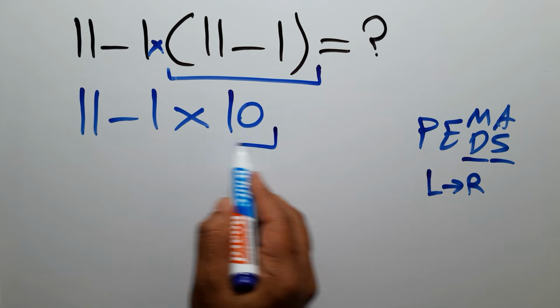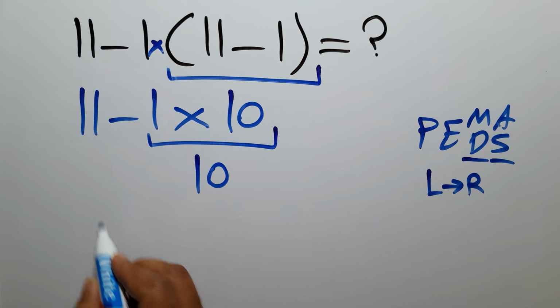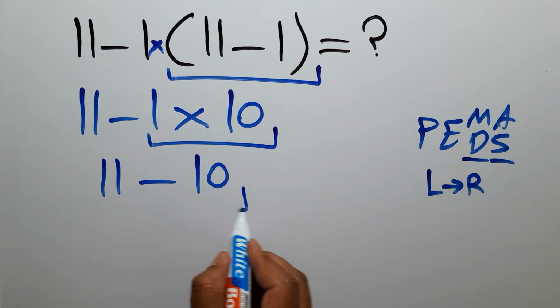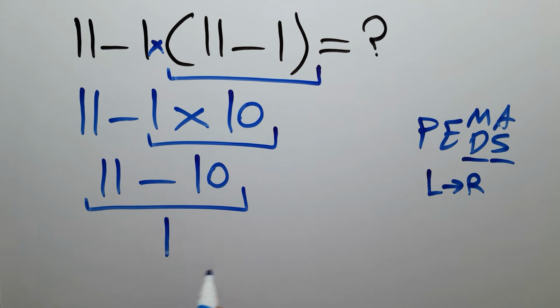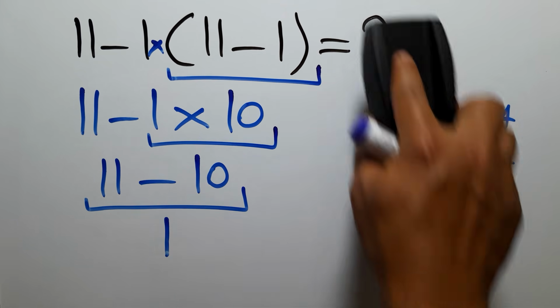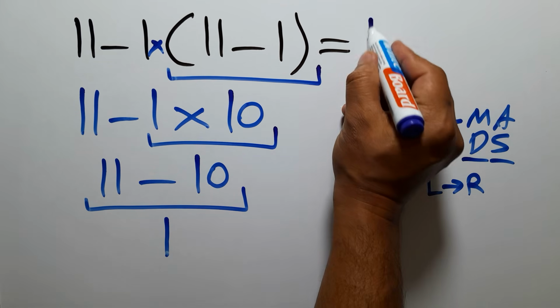1 times 10 gives us 10. So we have 11 minus 10, which equals 1. And this is our final answer to this problem. The correct answer is 1.